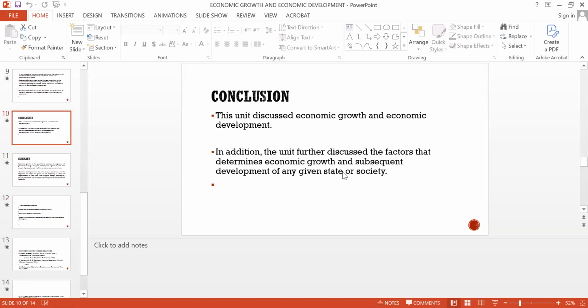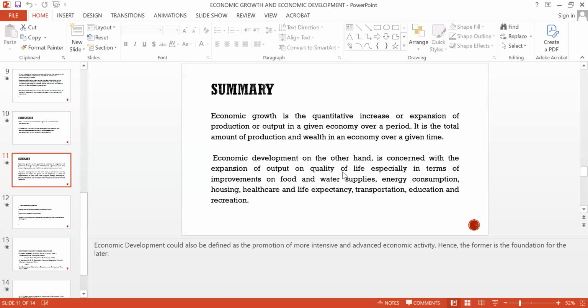So we have discussed the factors that determine economic growth and development in different societies. We've said that economic growth is the quantitative increase or expansion of production or output in a given economy. It is the total amount of production and wealth in an economy over a period of time, while economic development is concerned with the expansion of output and quality of life, especially in terms of improvement of food and water supplies, energy consumption, housing, healthcare, etc.